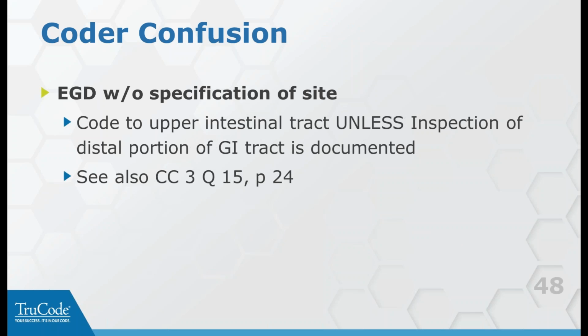If you are doing an EGD and they don't specify the site that was viewed, code to upper intestinal tract, which is typically what they look at with the EGD, unless inspection of a distal portion of the GI tract is documented in your procedure. And again, you have a coding clinic reference.